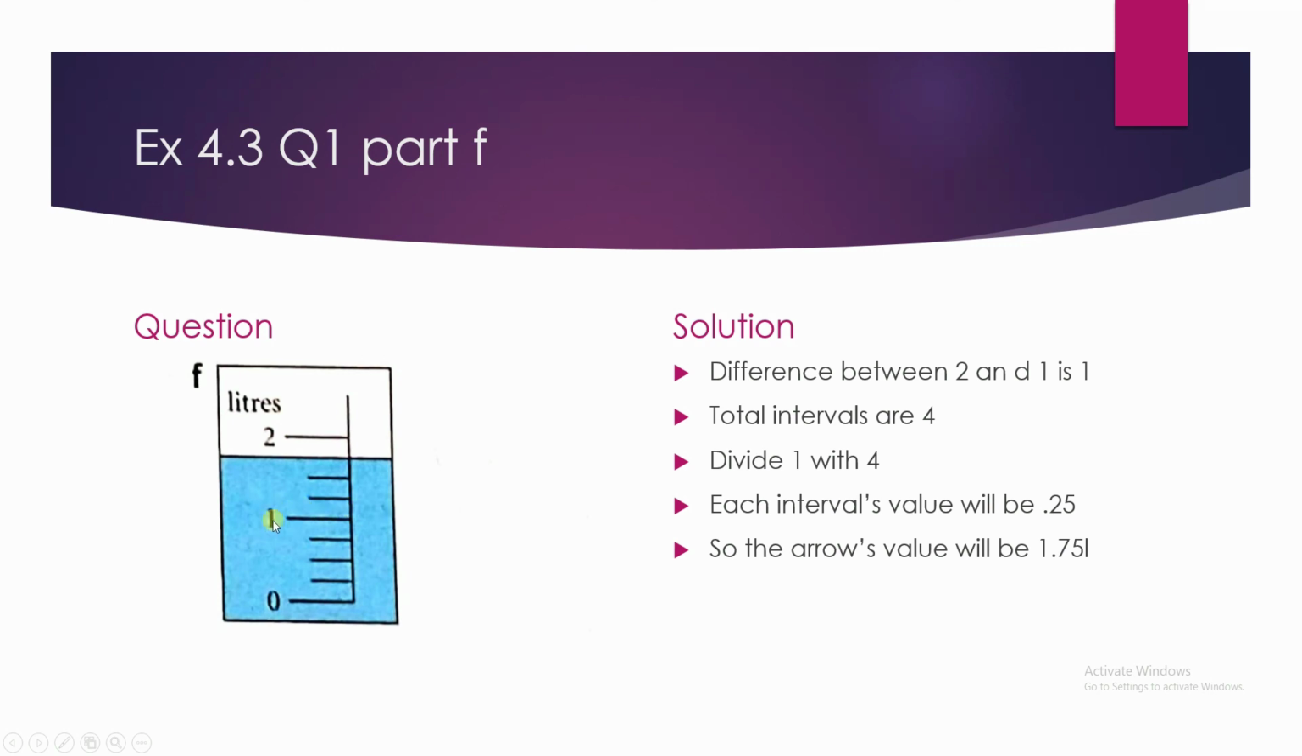So you have to add 0.25 to 1, for 3 times. So 1.25. Now 1.25 add 0.25 again, that will be 1.5. And now in 1.5 you have to add 0.25 again. So the value will be 1.75 liters. Why do we write liters here? Because they have given the water or liquid in liters. So this is how we can find the arrow's value, or how we can read the given scales.